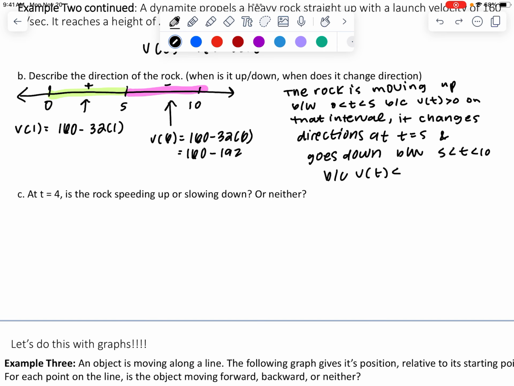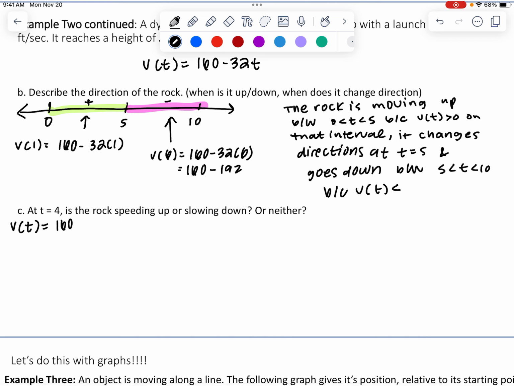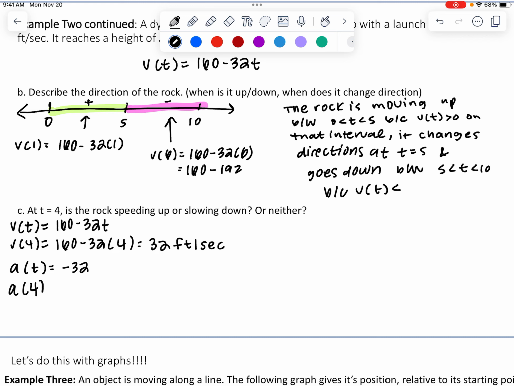So I already know that the velocity equation is 160 minus 32t, and so if I want to figure out the velocity at 4, I'm just going to plug that into the equation. And that's going to equal, if I plug that in a calculator, positive 32 feet per second. So that's positive. And then I need the acceleration equation. That's just the derivative of velocity, and that'll be negative 32. And so that basically means that at 4, the acceleration is negative 32 feet per second squared. And so those do not match.